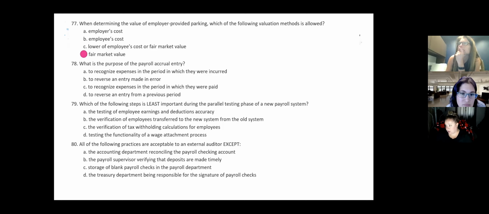Yep, we are going to accrue that information into the period in which the expenses were actually incurred. Good job. You guys are awesome.